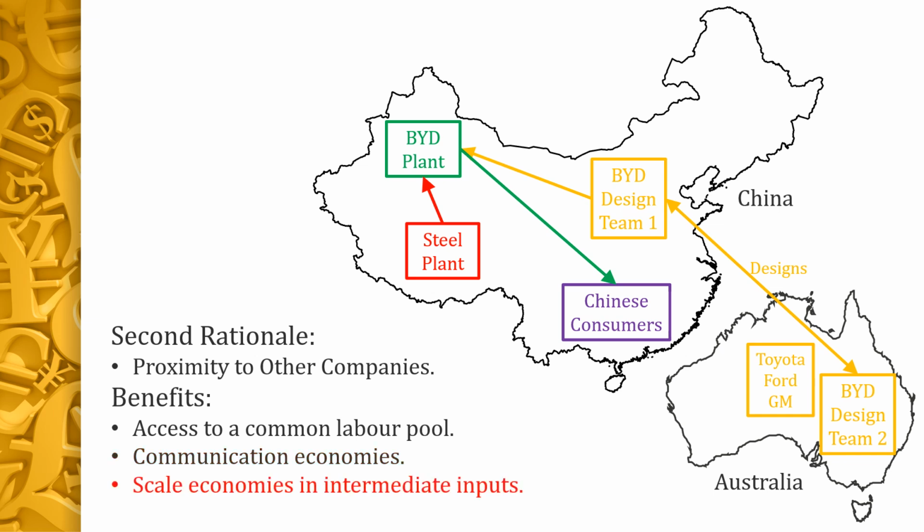Finally, there are some external services that vehicle design teams require in order to do their jobs. These include the fabrication of prototypes, the development of vehicle software, and crash testing. By creating a large market for such services, a cluster of design teams gives rise to economies of scale in their provision. This lowers the cost of acquiring the services for each team in the cluster. The name of this benefit is scale economies in intermediate inputs.